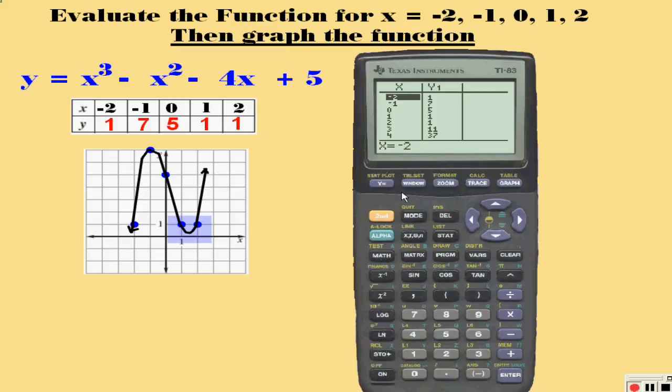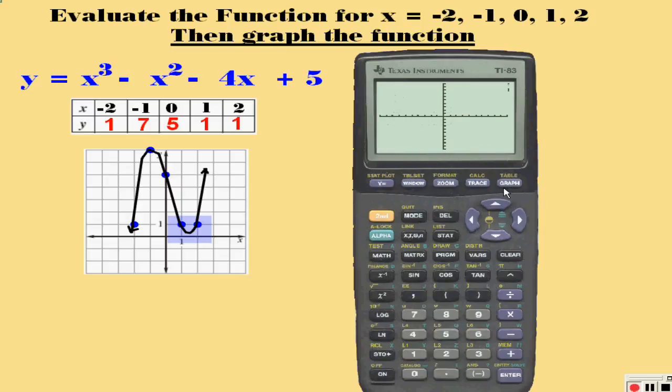Going back to our table set, we can now change the table change to 0.5, and that will then give us a value between 1 and 2, or 1.5. So going back to the table now, we can arrow down to 1.5 and see that that value is 0.125. It's positive and doesn't cross the x-axis, so our graph is okay.